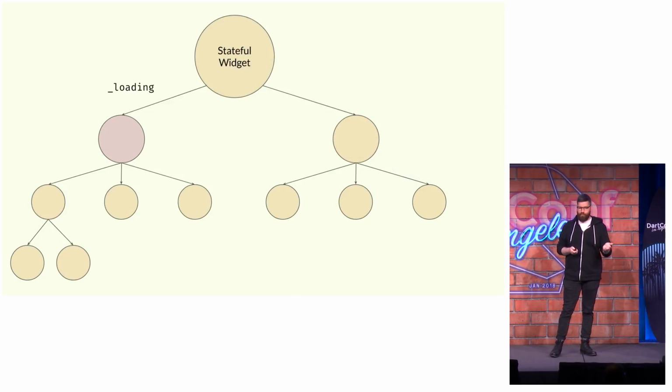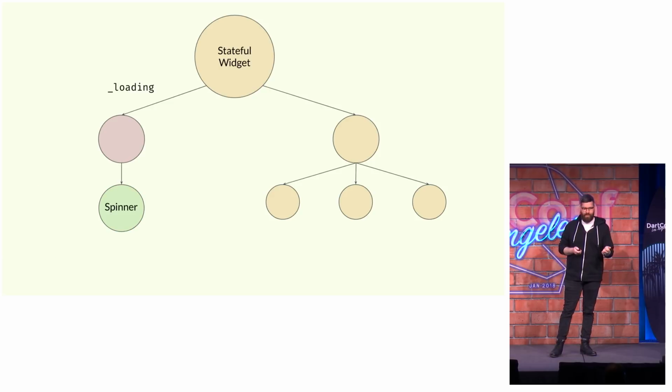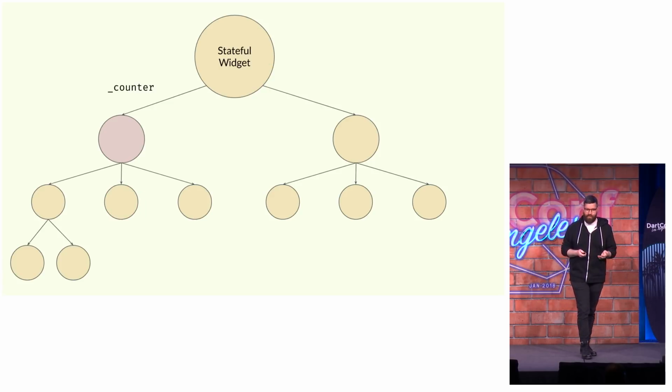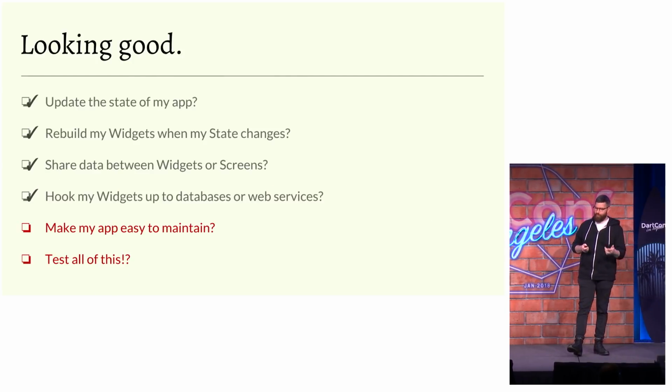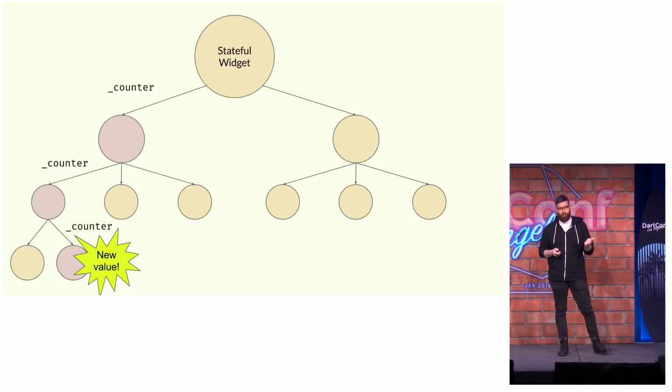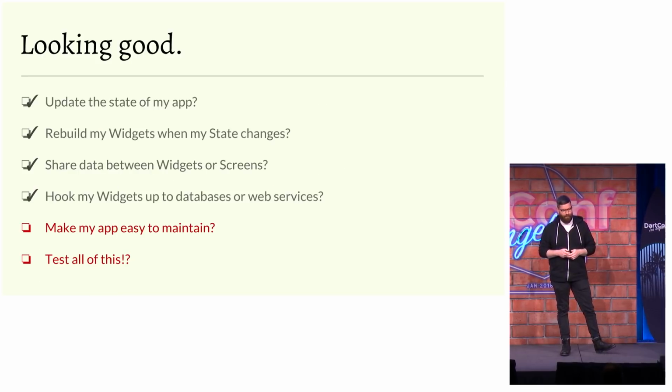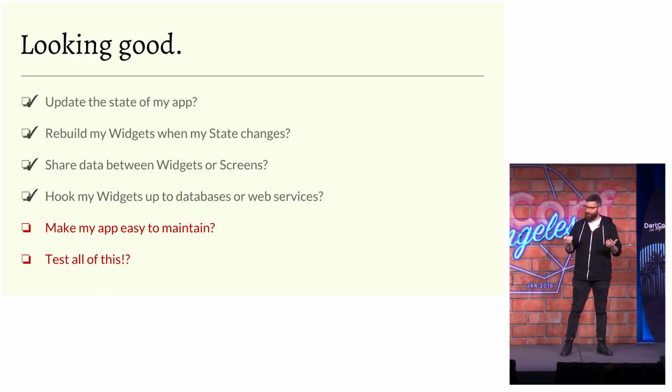The first render will of course have the loading state involved, and we'll show the spinner. And then when the data comes back from the API, it'll pass the counter down, down, down, and we'll see that the new value is actually rendered at this point. Cool, so looking good, right?